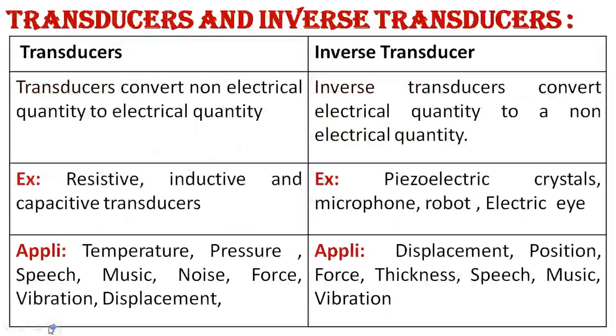Now the last type of transducer is the transducer and inverse transducer. It depends on the type of operation of the transducer. When it is a regular transducer, it is a transducer. When it performs the opposite function of a transducer, it is known as an inverse transducer.